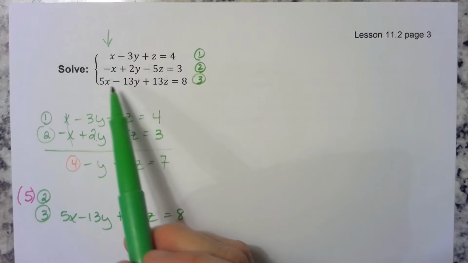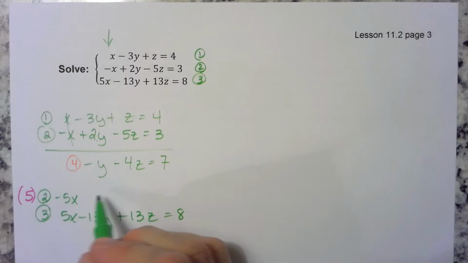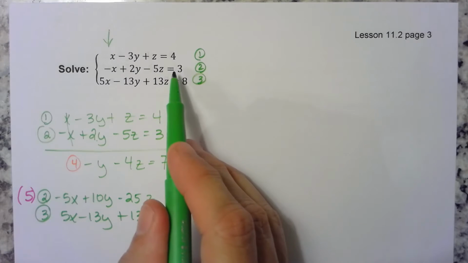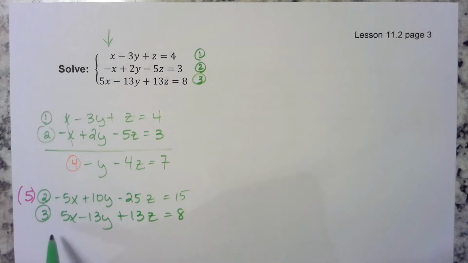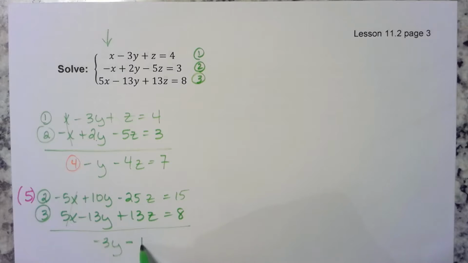So we have -5x plus 10y minus 25z equals 15. Now I can add these together. This gives me a -3y. -25 plus 13 is a -12z equals 15 plus 8 is going to give me a 23. And this is going to be equation number 5.